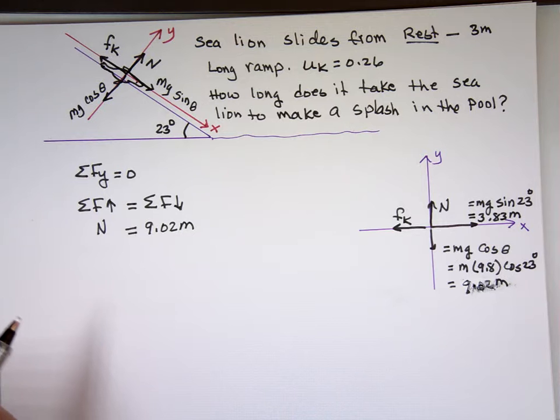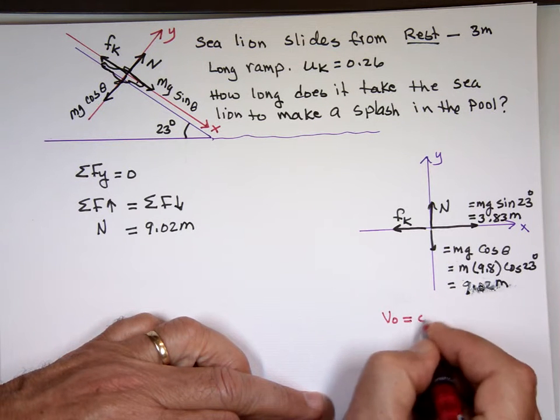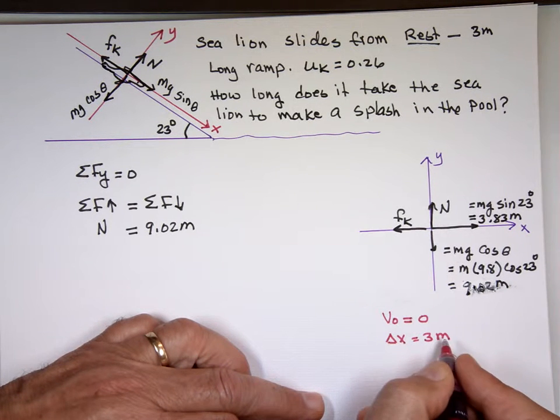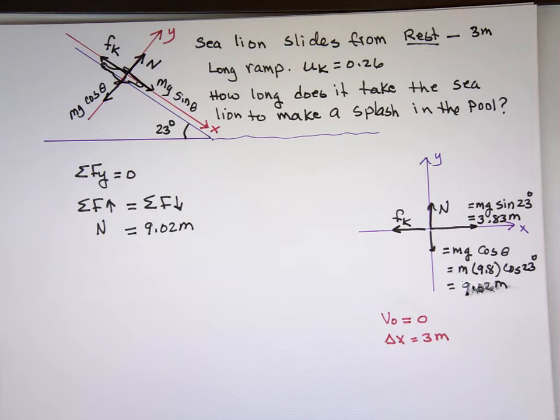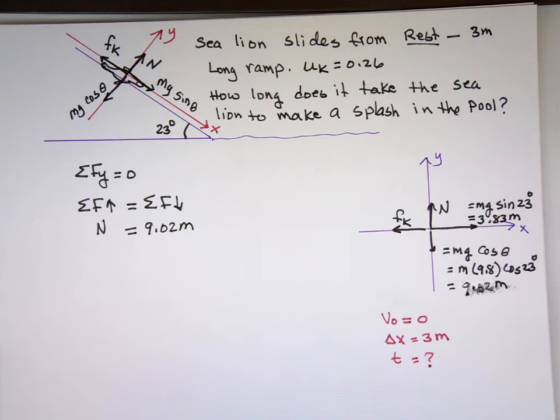We're looking for the time here. Well, the only thing I know so far, when I look at that problem, is the initial speed is equal to 0, starts from rest. I know delta x equals 3 meters. And that's all I know, and I'm looking for the time. That doesn't help me. Usually I need 3 things, because every equation we wrote last time has 4 things in it. You need 3 to find the 4th one. I need one more thing.